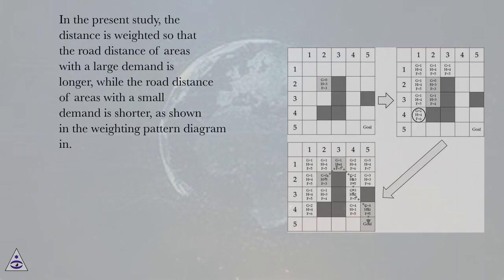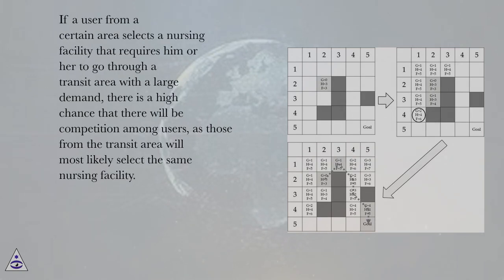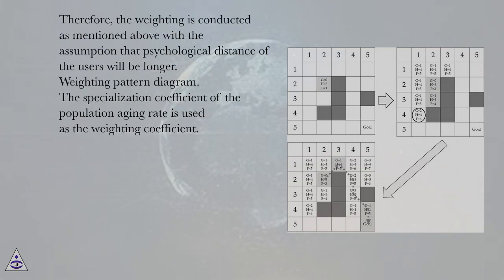In the present study, the distance is weighted so that the road distance of areas with a large demand is longer, while the road distance of areas with a small demand is shorter, as shown in the weighting pattern diagram. If a user from a certain area selects a nursing facility that requires him or her to go through a transit area with a large demand, there is a high chance that there will be competition among users, as those from the transit area will most likely select the same nursing facility. Therefore, the weighting is conducted as mentioned above with the assumption that the psychological distance of the users will be longer.